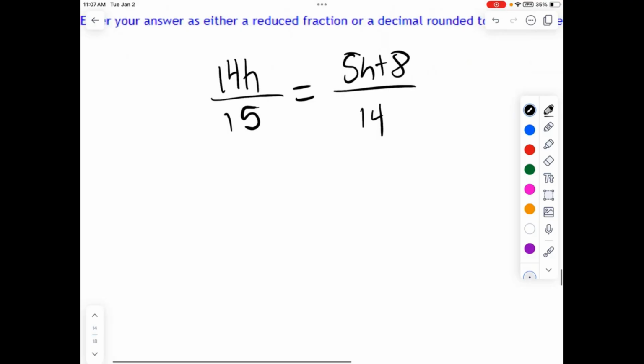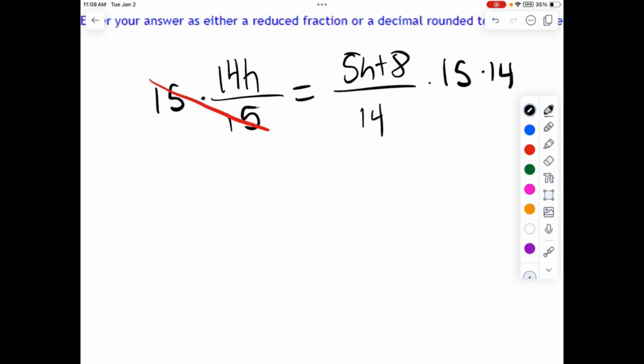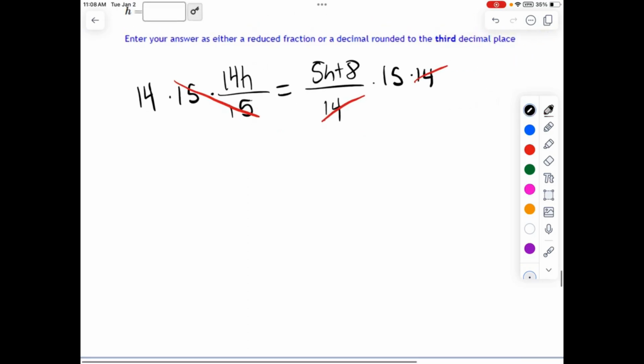Alright, so looking at this first one, we have 14h over 15 equals 5h plus 8 over 14. First thing I want to do is get rid of those fractions, right? So if we have a denominator of 15, multiply by 15. What you do to one side, do to the other, the 15s will cancel. Likewise, you want to get rid of the 14, so multiply that to both sides as well. And that will cancel the 14 on the right. So on the left side, we're left with 14 times the 14h.